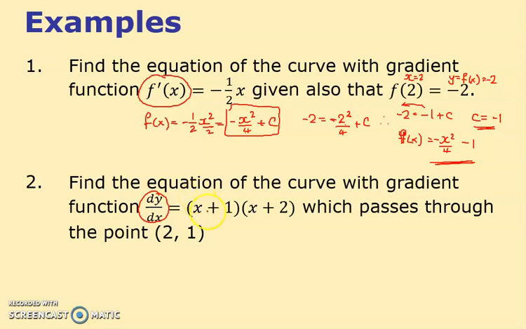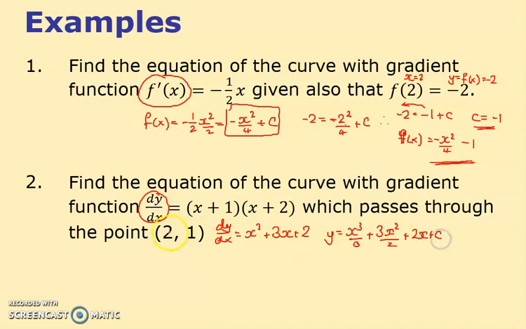And the next question, dy by dx equals this. Well, first of all, I'm going to multiply this out. So I'm going to write dy by dx equals, multiply that out, gives me x squared plus 3x plus 2. I'm sure you're good at that by now. But now I have to integrate to get my y. So add a power. Gives me x cubed over 3. Plus 3x squared. Notice I've added a power, divided by the new power. Plus 2x plus a constant.